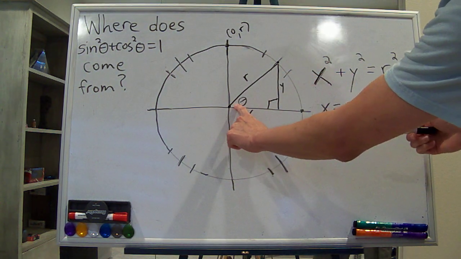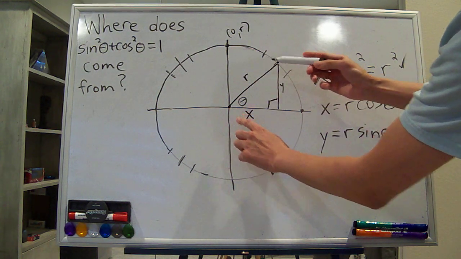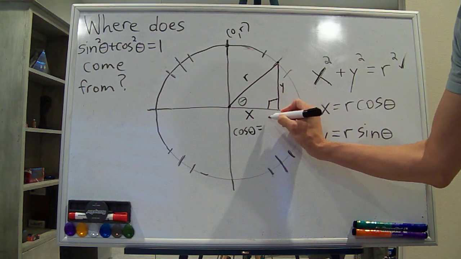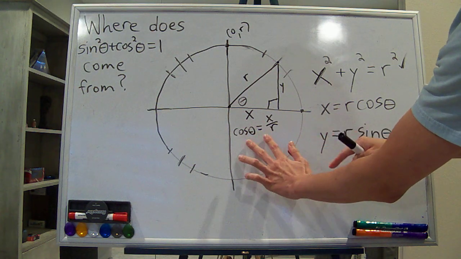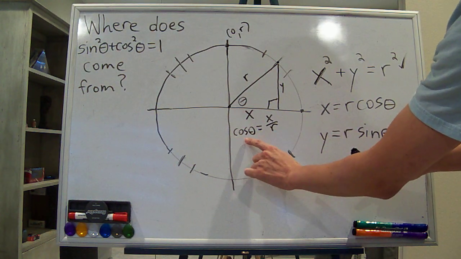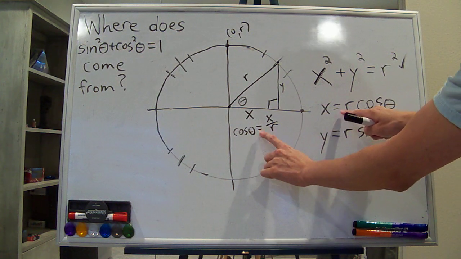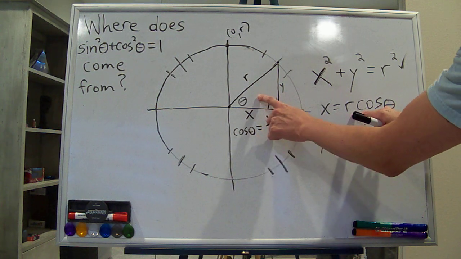So then we're going to take the cosine of theta. So cosine is the adjacent side over the hypotenuse, right? So cosine of theta in this triangle is equal to x over r, right? So if I solve this equation for x, I multiply the r over, and I get this equation, x equals r cosine theta. So these two equations are the same. That's where this equation comes from, this one, which comes from this triangle.